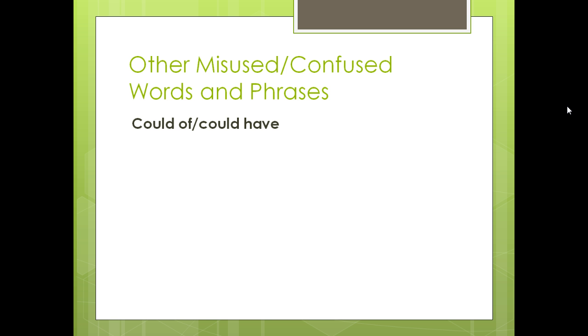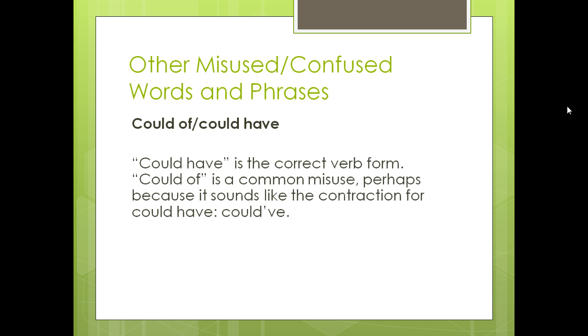Could have and could of. Could have is the correct verb form. Could of is a common misuse and it's incorrect. Maybe it's because it sounds like the contraction for could have, which is could've. Okay, so could of is not an appropriate use. A similar error also includes the verb form would of, which is incorrect. It would be would have.